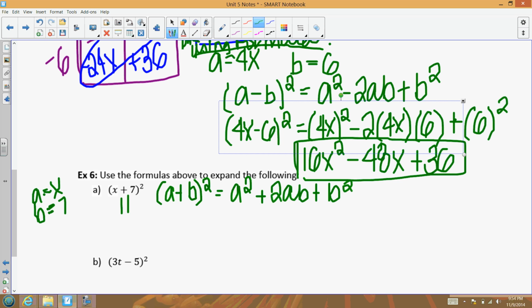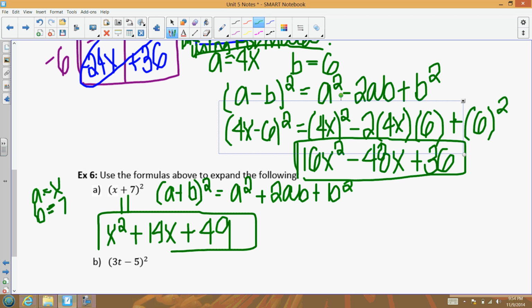So I could have just gone right from x plus 7 squared to saying, well, I square the a term. I do 2 times the product of 7 and x. So it's going to be plus, because it's a plus here, 2 times 7x. So it's going to be 14x. And then I square the last term. So you can see that that becomes much quicker if you don't actually go through and do all the substitution like I did in the previous one. But if you just kind of walk through it in your head, it does make it a little bit quicker of a process.